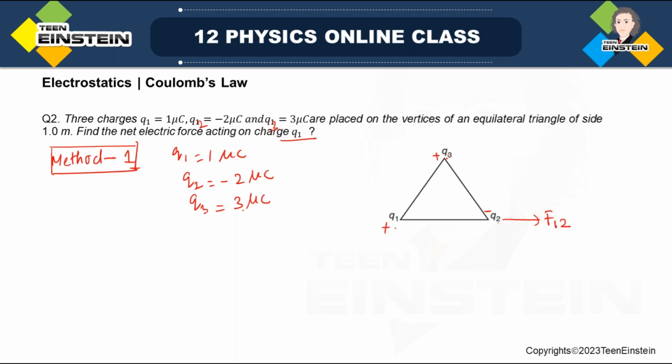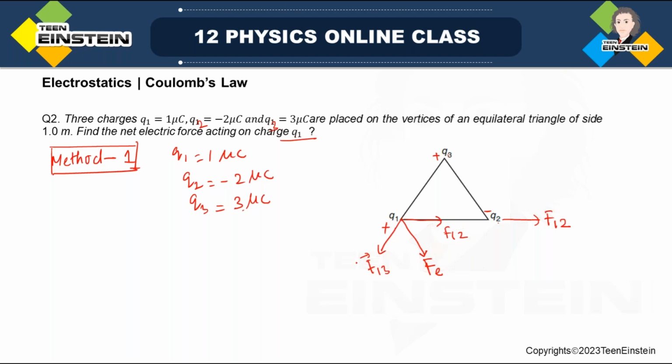But what about F13? This will be in this direction. Okay, F13. So what we can do, we can actually see, we can draw the force here. This is F12 and this is F13. So you can get the direction of the net force along this direction. Okay, this will be the net electric force on Q1.